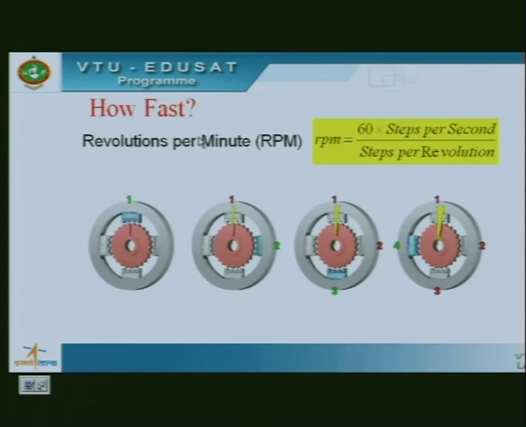How fast it moves? That speed is decided in revolutions per minute. So, how many revolutions we are going to have in 1 minute decides the speed. RPM is defined as 60 into total number of steps taken in 1 second divided by total number of steps per revolution. So, you can see in this the cross section of a stepper motor.